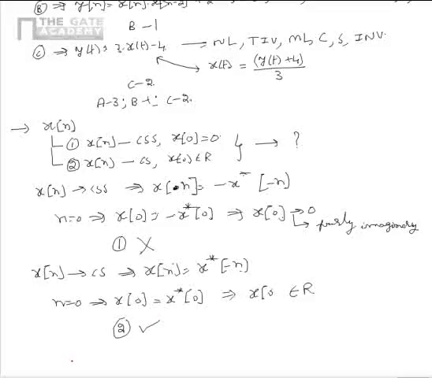So from this we see that for any given discrete time signal, if x of n is conjugate skew symmetric, x of 0 can be 0 or purely imaginary. If x of n is conjugate symmetric, x of 0 must be real. So from this, we see that only the statement 2 is correct.